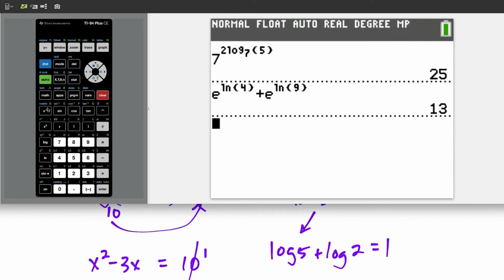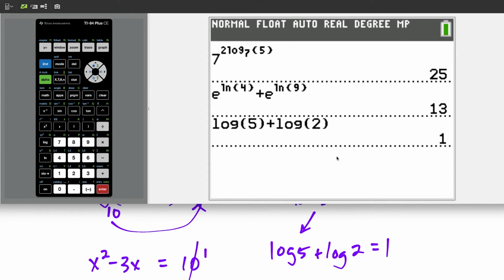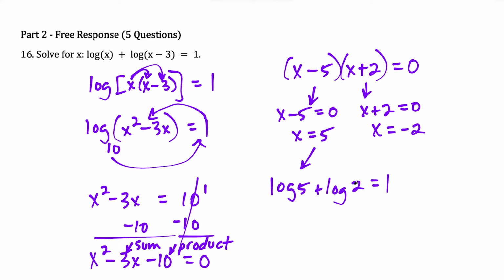So we're back on the main screen. I'm going to press log 5, close the parentheses, and write plus log 2. And let's see if this works out. And we do get 1. So this equation checks out here.